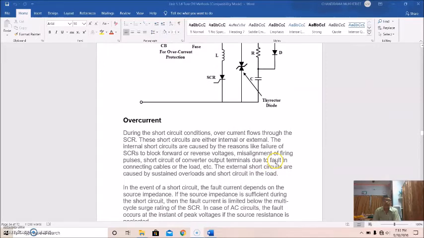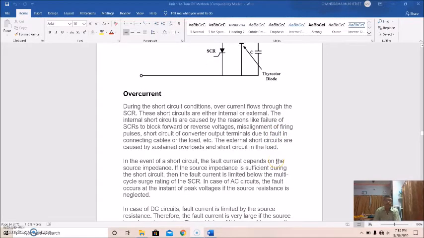Now, during short circuit conditions, overcurrent flows through the SCRs. These short circuits are either internal or external. The internal short circuits are caused by reasons like failure of SCRs to block forward or reverse voltages, misalignment of firing pulses, short circuit of converter output terminals due to fault in connecting cables or load, etc. The external short circuits are caused by sustained overloads and short circuits in the load.